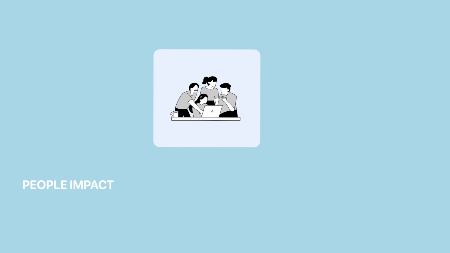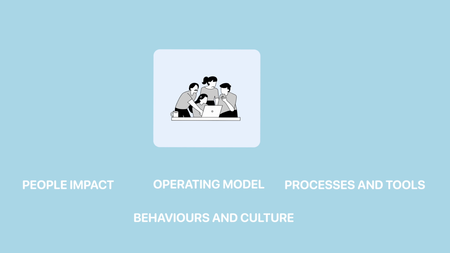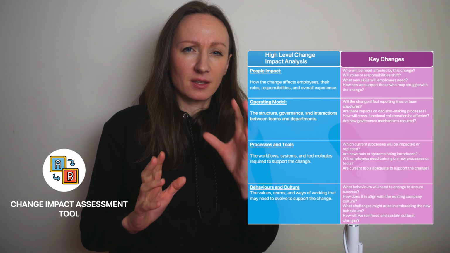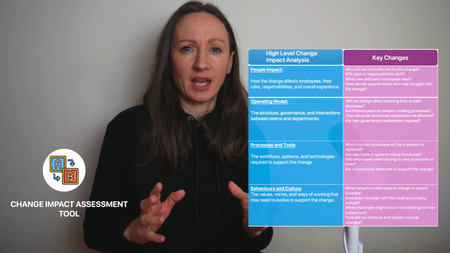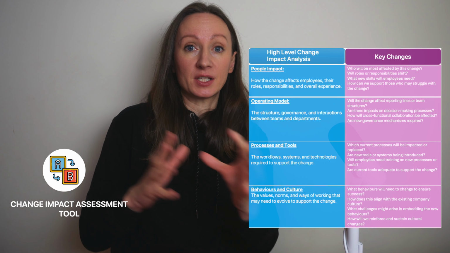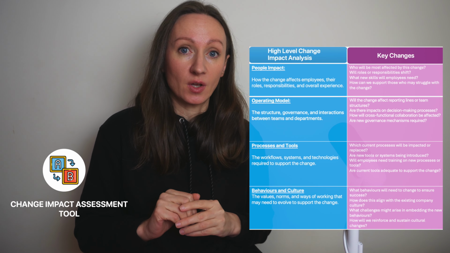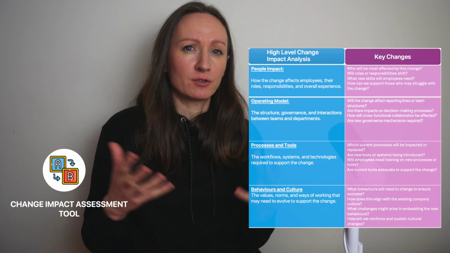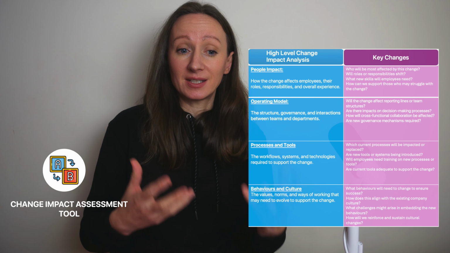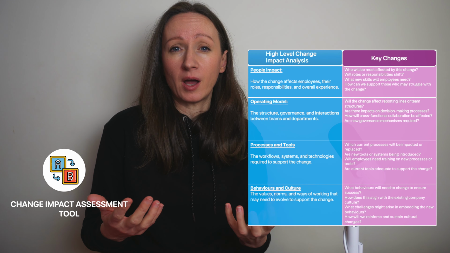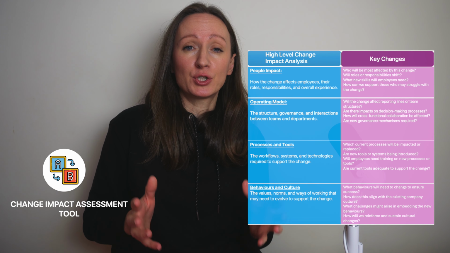Let's break down the 4 key areas we need to talk about when it comes to conducting or performing change impact assessment. They are people impact, operating model, processes and tools, behaviors and culture. Let's start from people impact. This is the number 1 key area that we need to understand. What is the impact on our people as a result of the proposed changes? That is the number 1 key question we need to start with. We need to understand their roles and responsibilities, who does what, skills and knowledge required, performance requirements, and things like that. Number 2 is operating model.